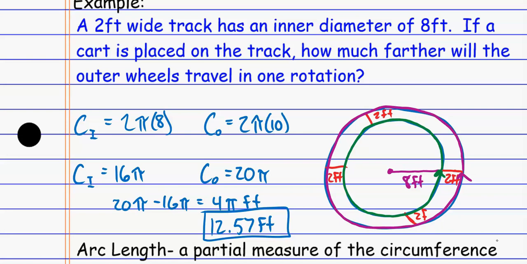But in this example, if this cart is going around this circle over and over again, eventually you're going to have to replace those wheels that are on this cart. And the outside wheels are going to wear out faster than the inside wheels because they're traveling a longer distance, okay?